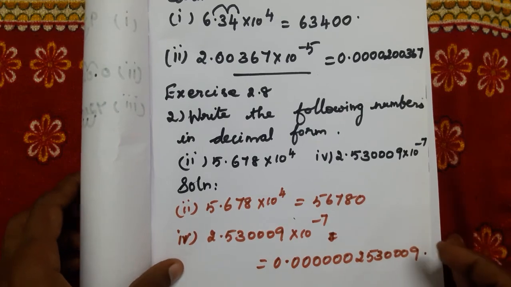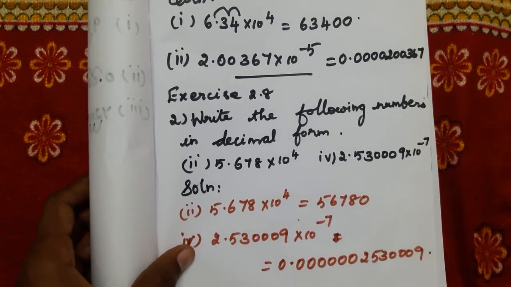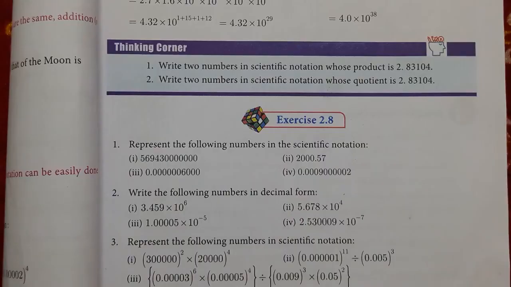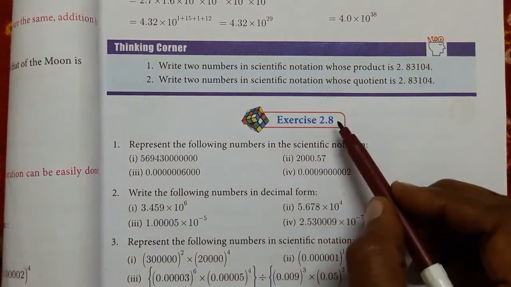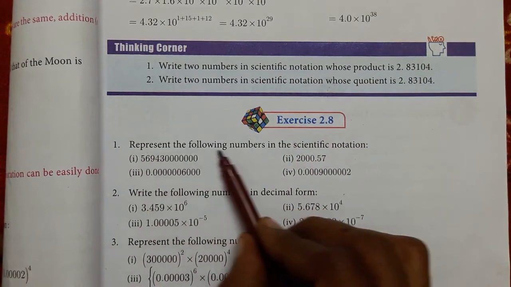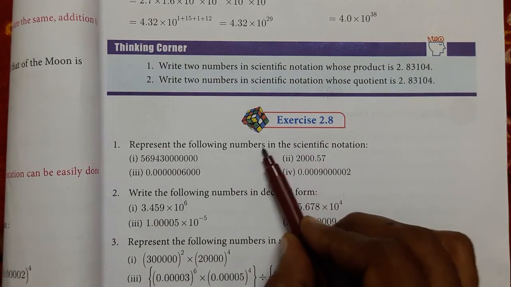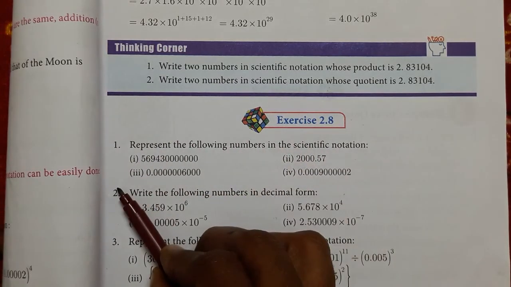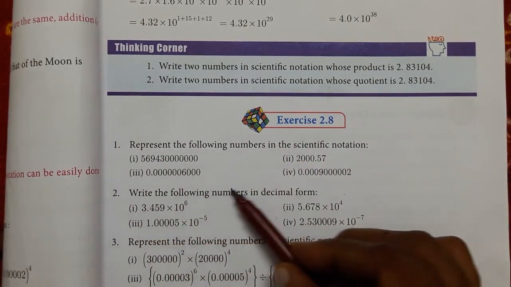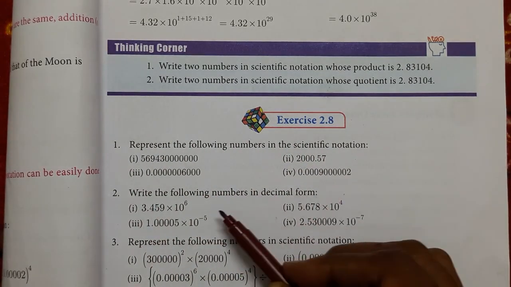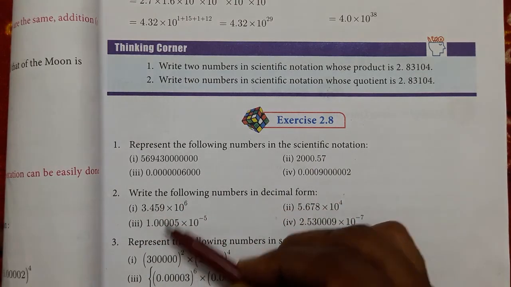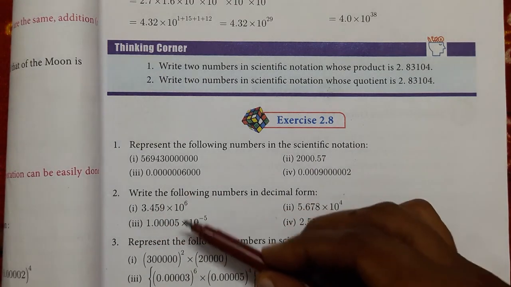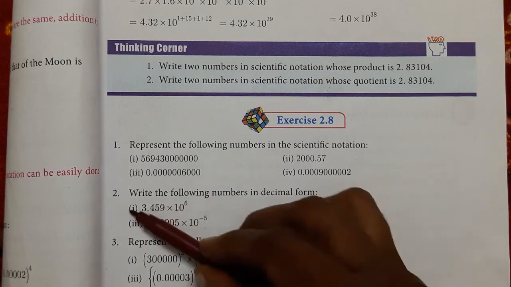Okay. Now I am going to give some problems as homework. You have to do the homework. Exercise 2.8, first problem: represent the following numbers in scientific notation. You want to do these 4 problems as homework. In the second one, write the following numbers in decimal form. The first and third problems you want to do as homework. Can you able to do this?